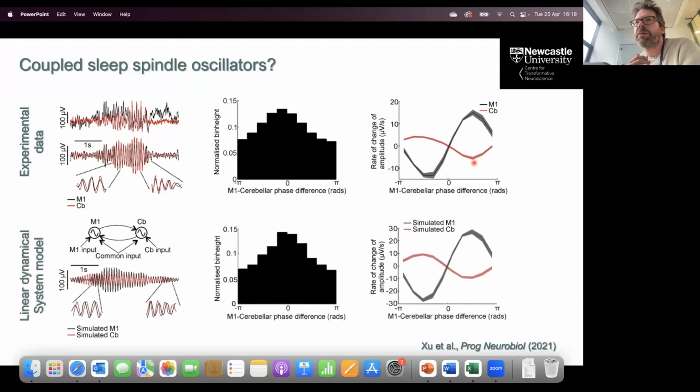And so we actually built a very simple model that captured this behavior, where we had 2 oscillators. Here I've labeled them M1 and cerebellum, but there are caveats as to where those oscillators could be. They could also be upstream and downstream of the relative areas. We have 2 oscillators here. We have coupling between them, and these oscillators are excited by both a shared common input and some independent input.